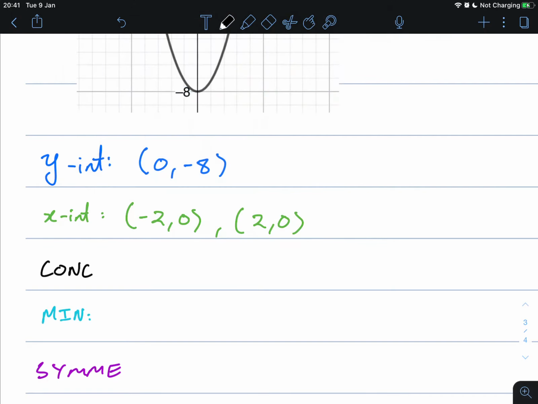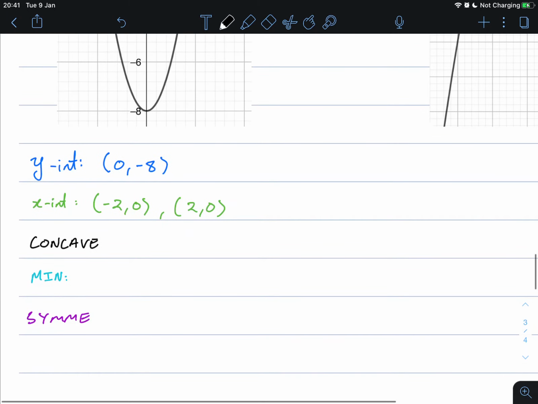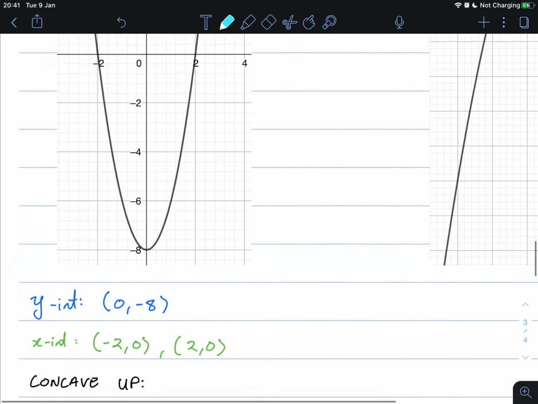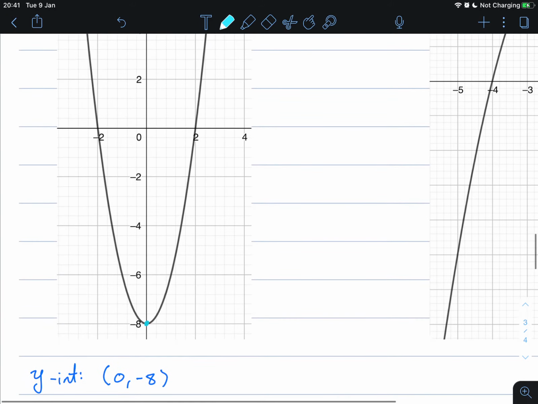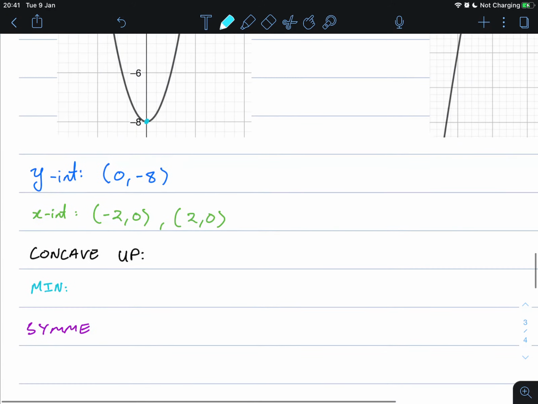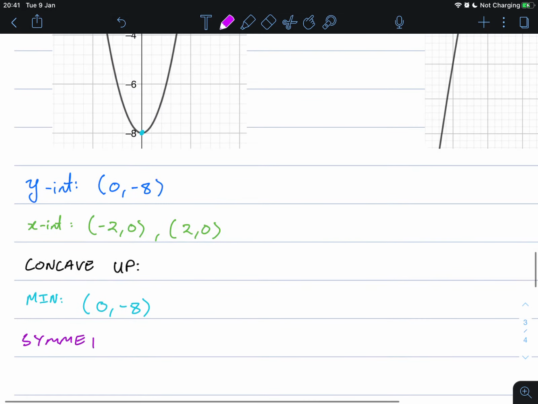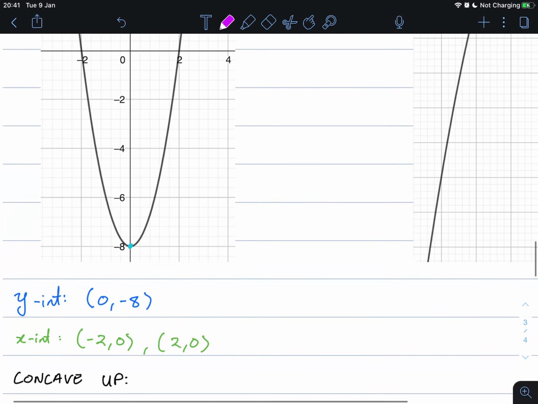The concavity of this is very clear. It's smiling upwards. So this is concave up. Its minimum value, if you take a look, it shares it with the y-intercept, which is perfectly fine. So in this case, the minimum value, it's a lot easier to see in this one, is at 0, -8. Which means the axis of symmetry shares the same x value as the minimum. So it's going to be at x equals 0.